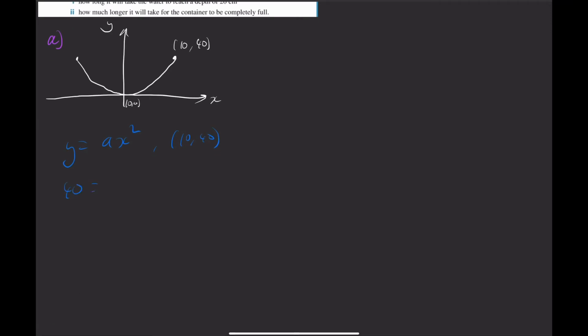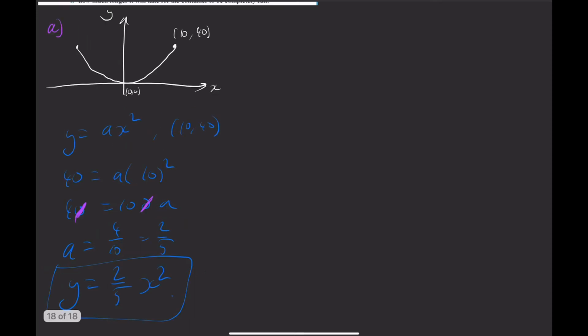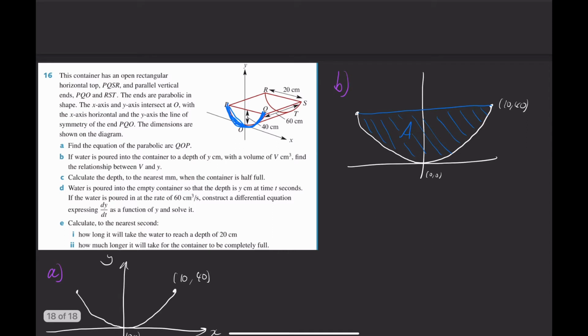So we get 40 equals a times 10 squared. 40 is 100a. Just going to cancel those multiples of 10 out straight away, and I'm going to get a equals 4 on 10, which is 2 on 5. So my equation is y equals 2 on 5 x squared. All right. Next question. Water is poured into the container.